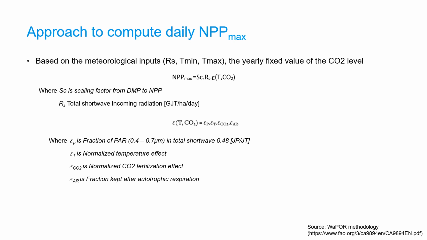They are epsilon P, which is a fraction of photosynthetically absorbed radiation in the wavelength of 0.4 to 0.7 micrometer and is taken as a constant of 0.48 in the methodology. Epsilon T is a factor representing normalized temperature effect. Epsilon CO2 is a factor representing the normalized carbon dioxide fertilization effect. Epsilon AR is a factor representing the fraction kept after autotrophic respiration.